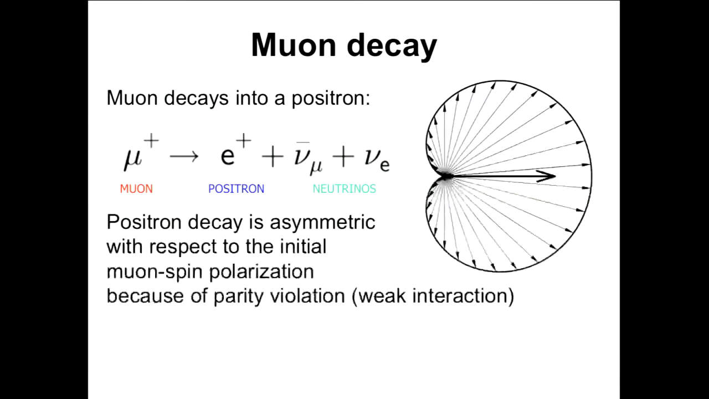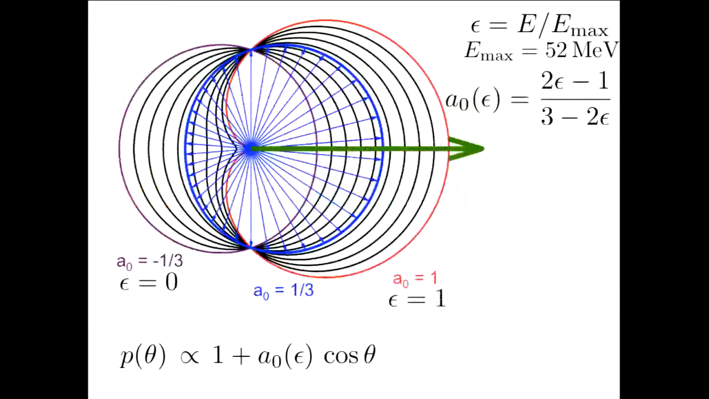Okay, so this is now our picture that the positron decay of a muon is asymmetric with respect to the initial muon spin polarization. And it's a slightly more complicated picture than that. This shows you the muon spin. These different curves show you the probability of positron emission for different angles, and the different curves show it for different energies.